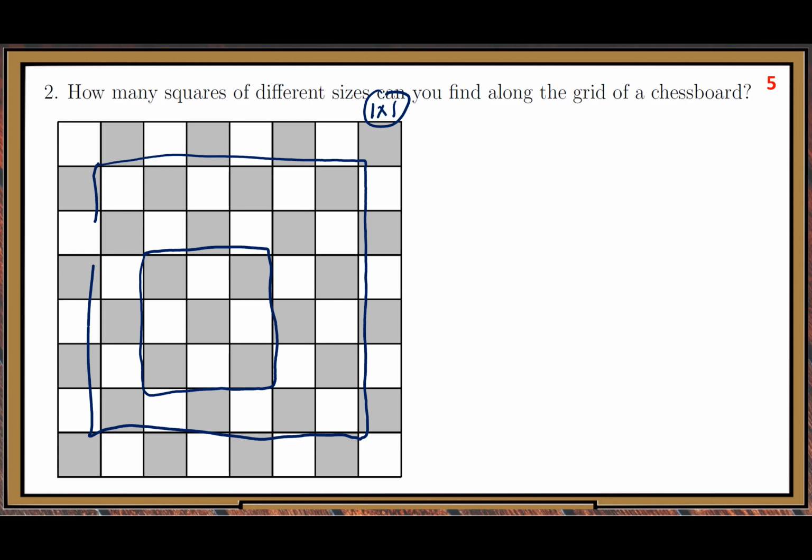Good. 7 squared, 49. 2 by 2 squares. How many 3 by 3 squares? 36. Yes. That's the rule.